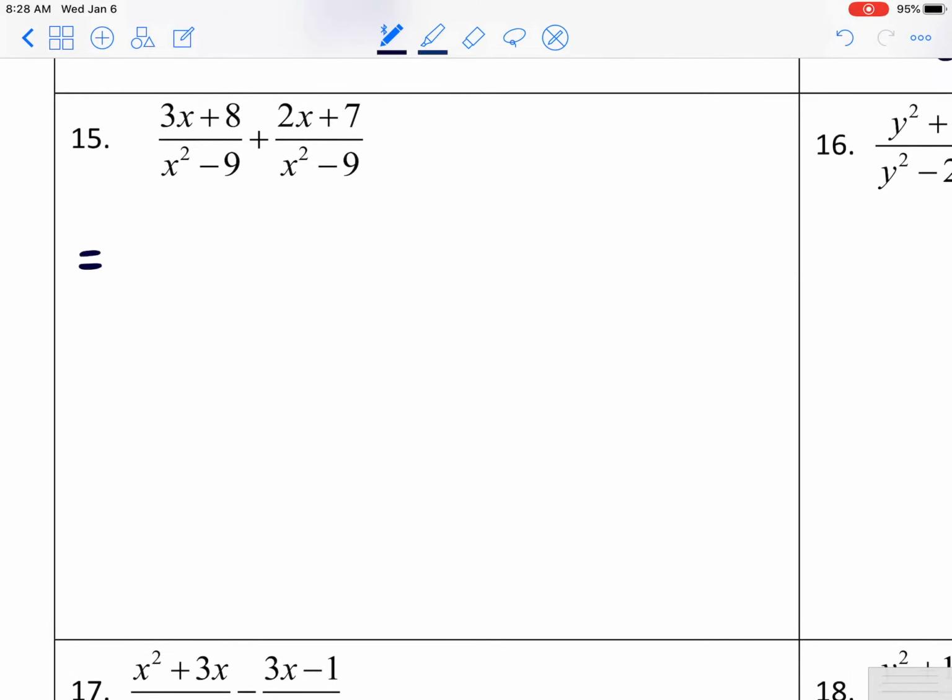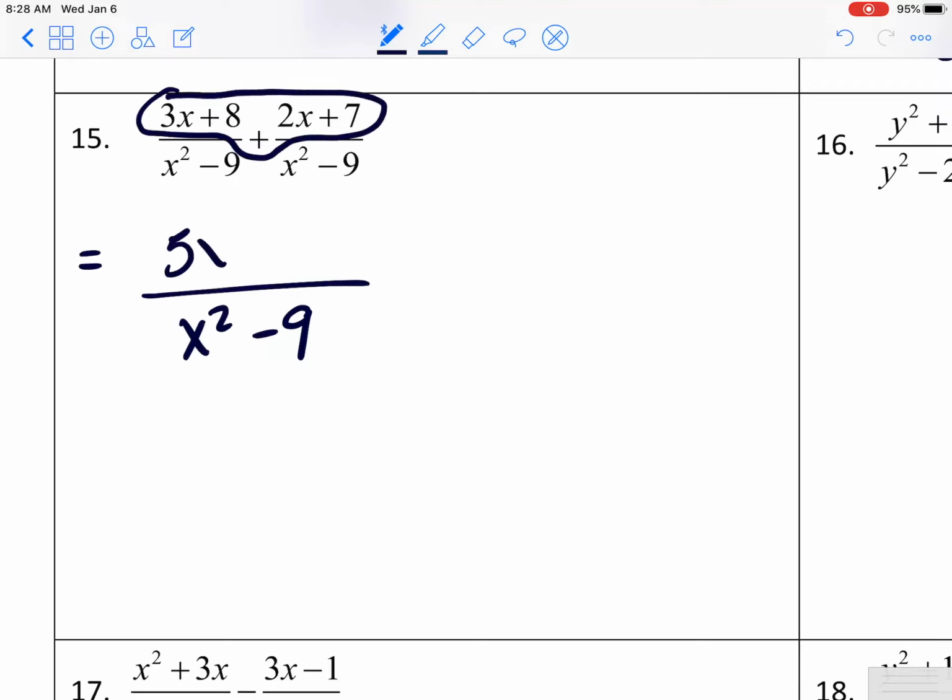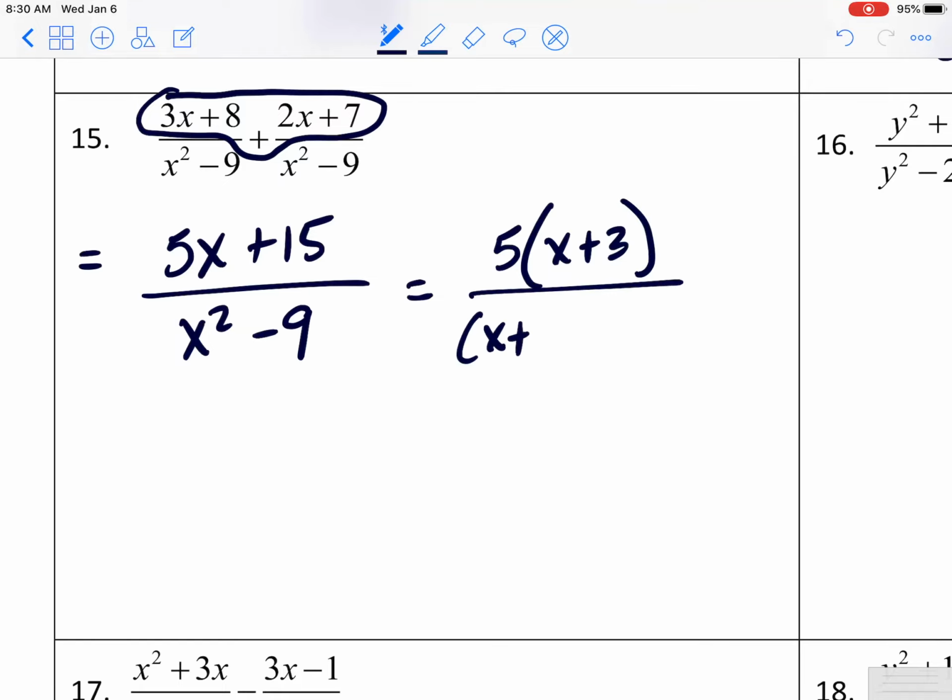So number 15, addition. Okay. Combine your like terms on the top. So 3x plus 2x would get me 5x. And 8 plus a positive 7, well, that gets me 15. And this is definitely a factoring. And again, difference of two squares. So this cancels with that.